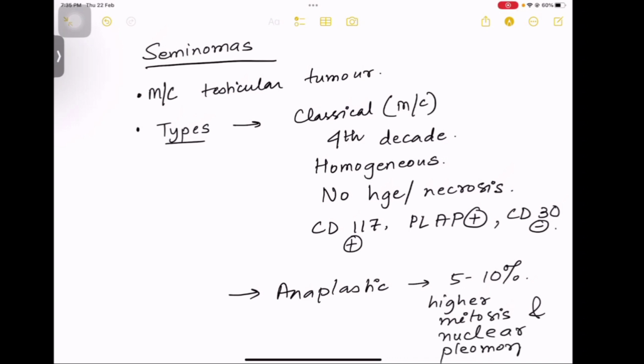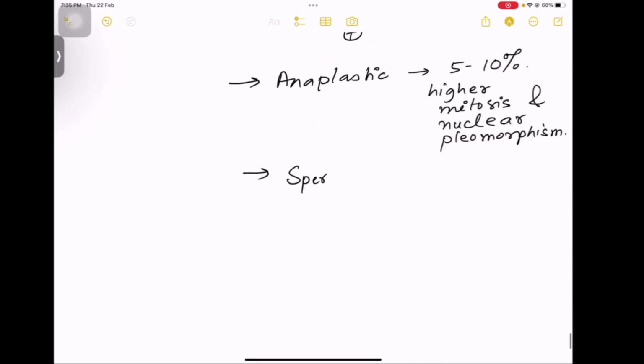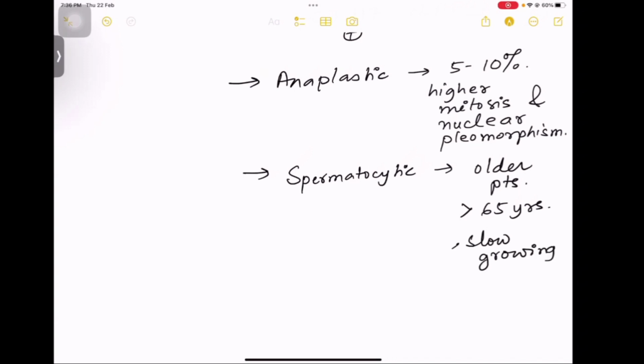Now there can be an anaplastic type of seminoma as well, which has a higher mitosis rate and nuclear pleomorphism when compared to the classical type. And there can be spermatocytic seminomas as well, seen in older patients more than 65 years of age. This is a slow growing seminoma which does not metastasize. So till now we have studied the classical type, anaplastic type, and spermatocytic type.